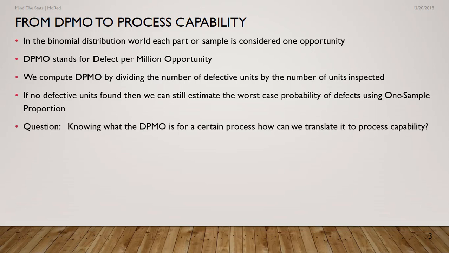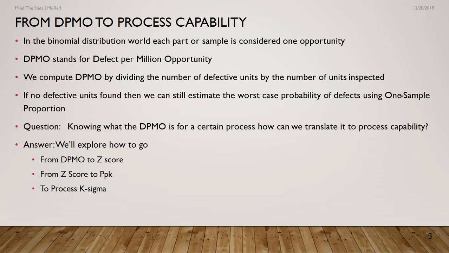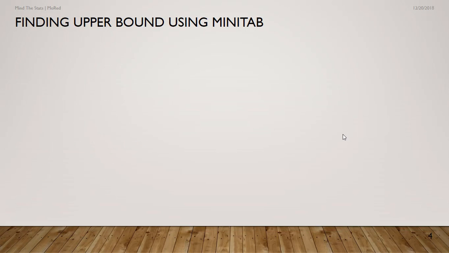So the question is, knowing what the DPMO is for a certain process, how can we translate it to process capability? And the answer is, we'll explore it in the next few slides, how to go from DPMO to z-score, from the z-score to PPK to process k-sigma. I mentioned earlier that even if we take a sample and find zero defects, we can still estimate the upper bound reject portion. And I'm going to show you how you would do that.